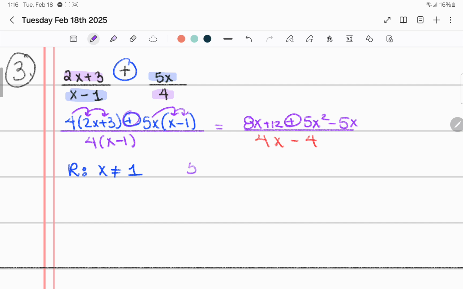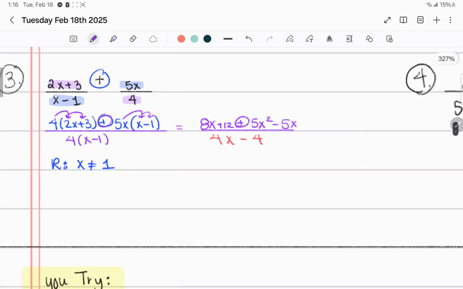So again, just to give a side step here, we did 5 times x. If there's an invisible 1 here, 5 times 1 is 5. X times x is x squared, or x to the power of 2. And then we did 5x times 1. That's negative 5x.